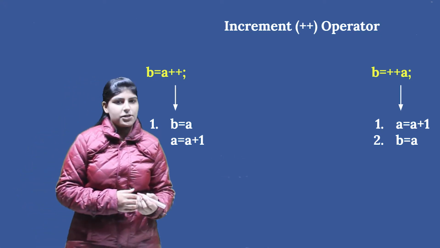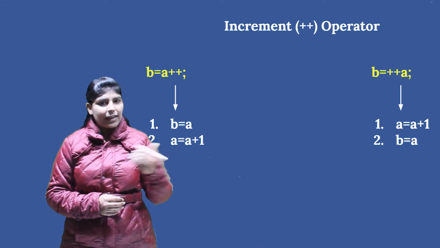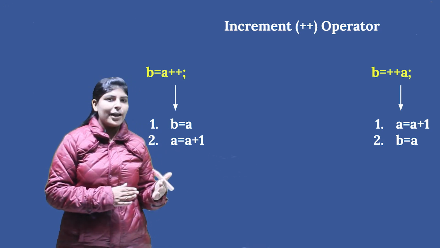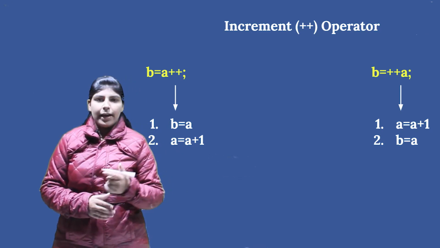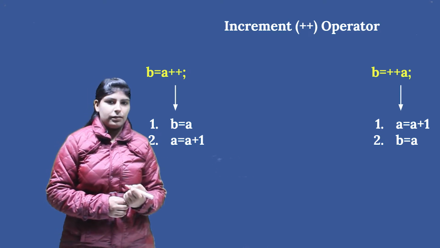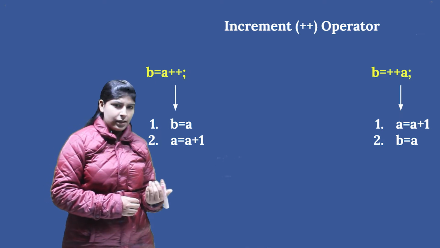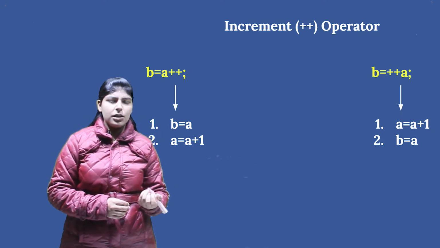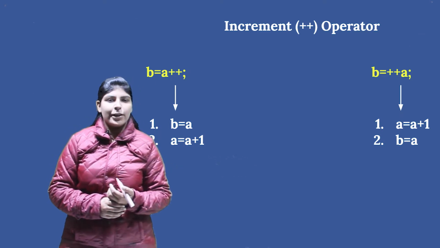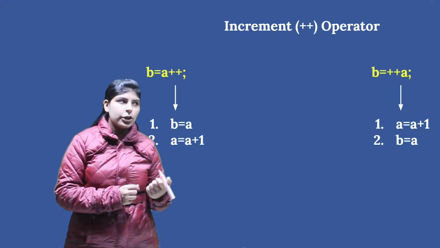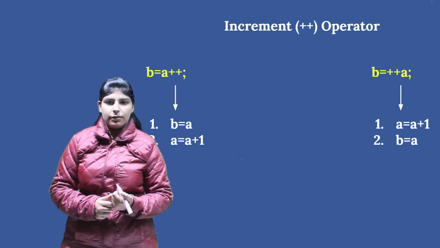I am using postfix operator. So first I'll assign the value of a to b. The current value of a will be assigned to b and afterwards a will be incremented. Whereas in the second case where I have b is equals to plus plus a, because there is a prefix operator, first I'll increment the value of a and then I'll assign the new value of a to b.